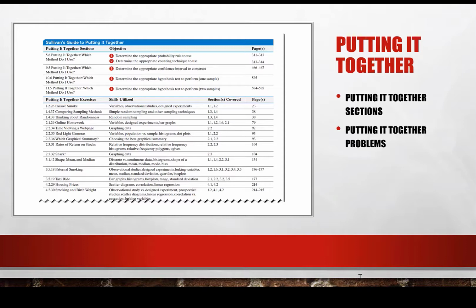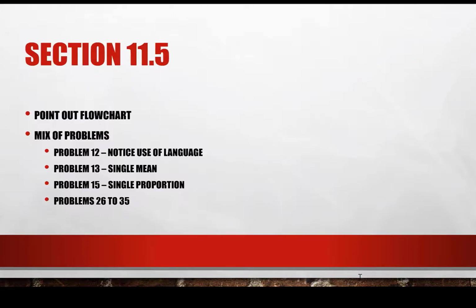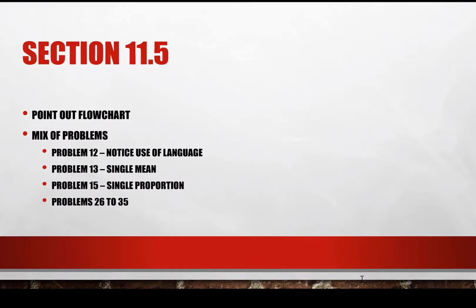And so that's why I have these putting it together sections. I have a putting it together section in 5.6 for probability, a putting it together section in 9.5 for confidence intervals, 10.6 for hypothesis testing, and 11.5 for comparing two population parameters. I'll come back to putting it together problems shortly, but what I want to do right now is show you section 11.5, putting it together.